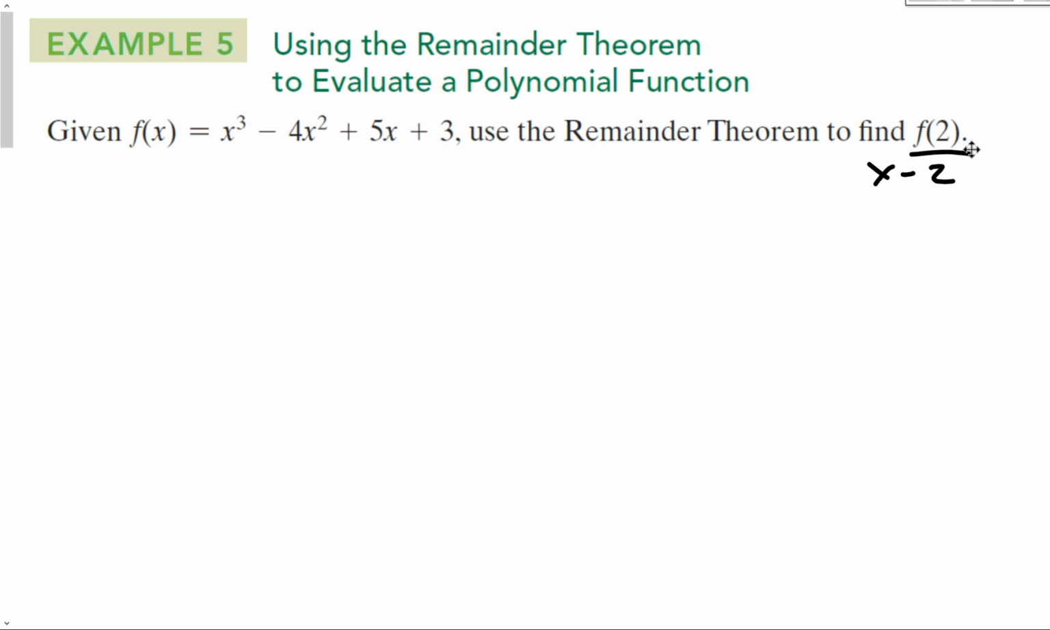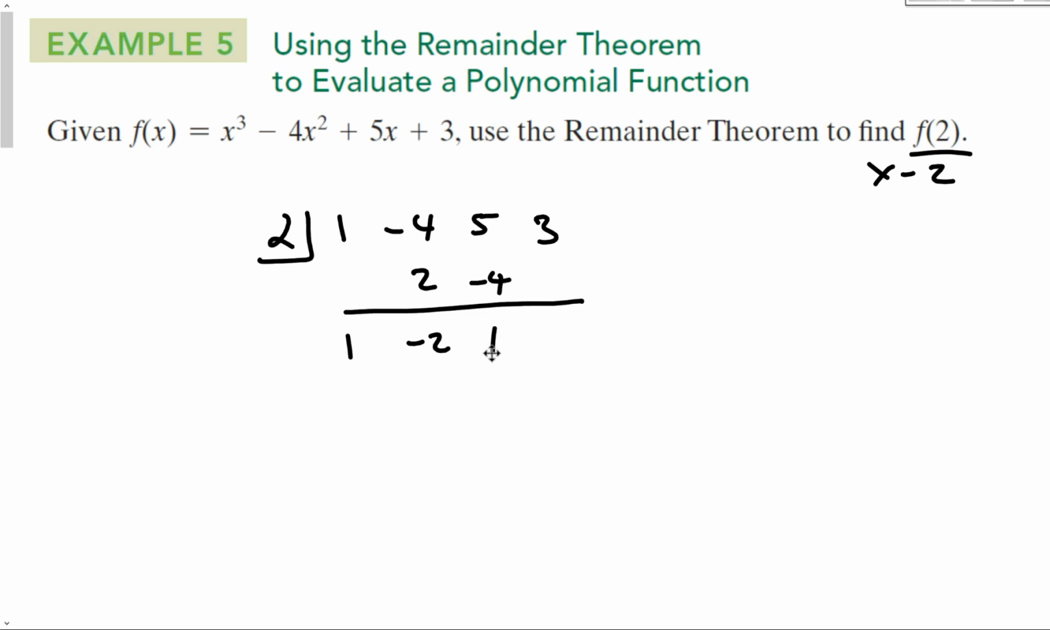When we are evaluating f of 2, we're just going to put 2 in our little box up here. Make sure there's no zeros that I need to put in. So that's 1, minus 4, 5, and 3 as I strip the coefficients. Bring down the 1, multiply, add, multiply, add, multiply, add. My answer is 5. So if I want to evaluate this function at 2, again, I could do 2 to the third minus 4 times 2 squared minus 5 times 2 plus 3. But I'm going to get the same thing. I'm going to get 5.